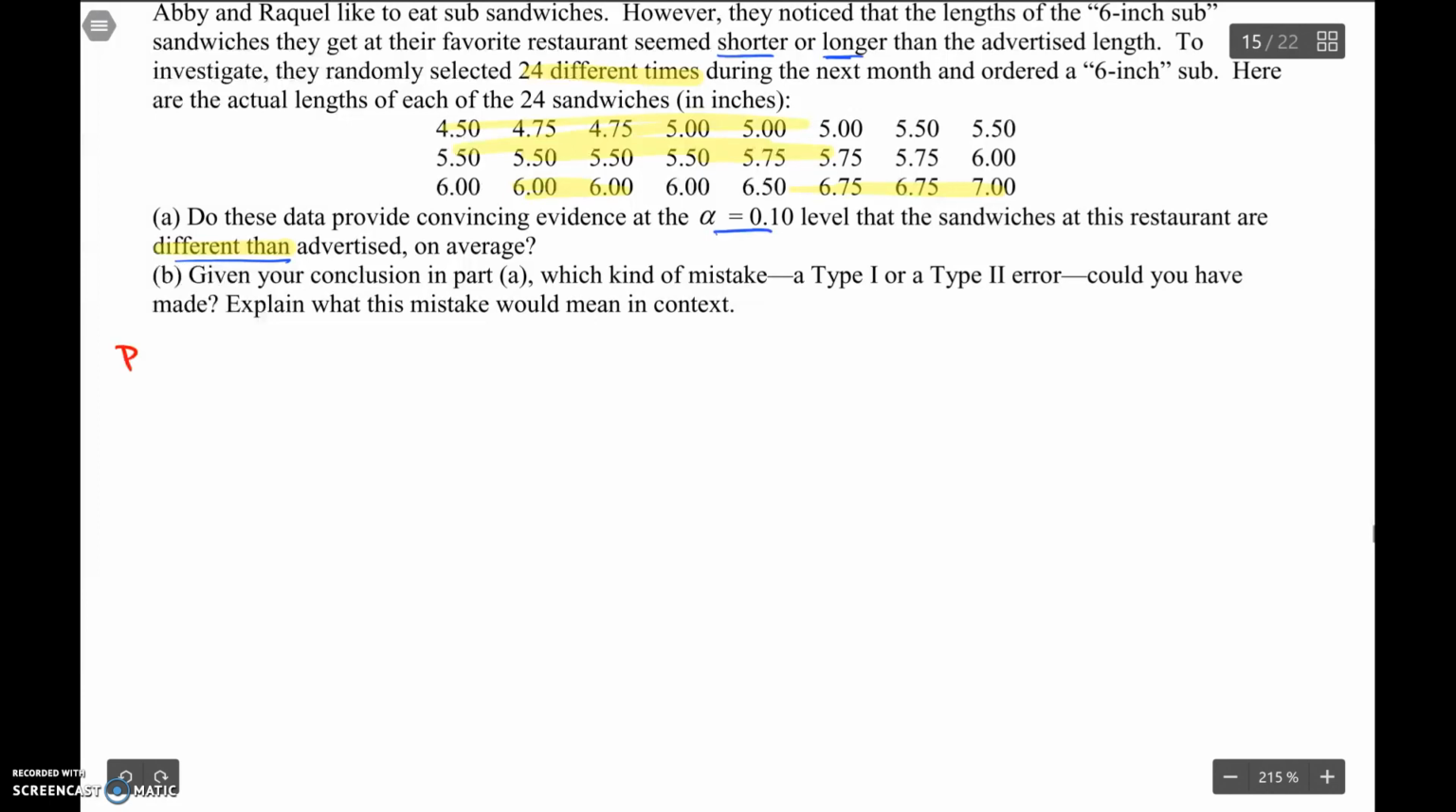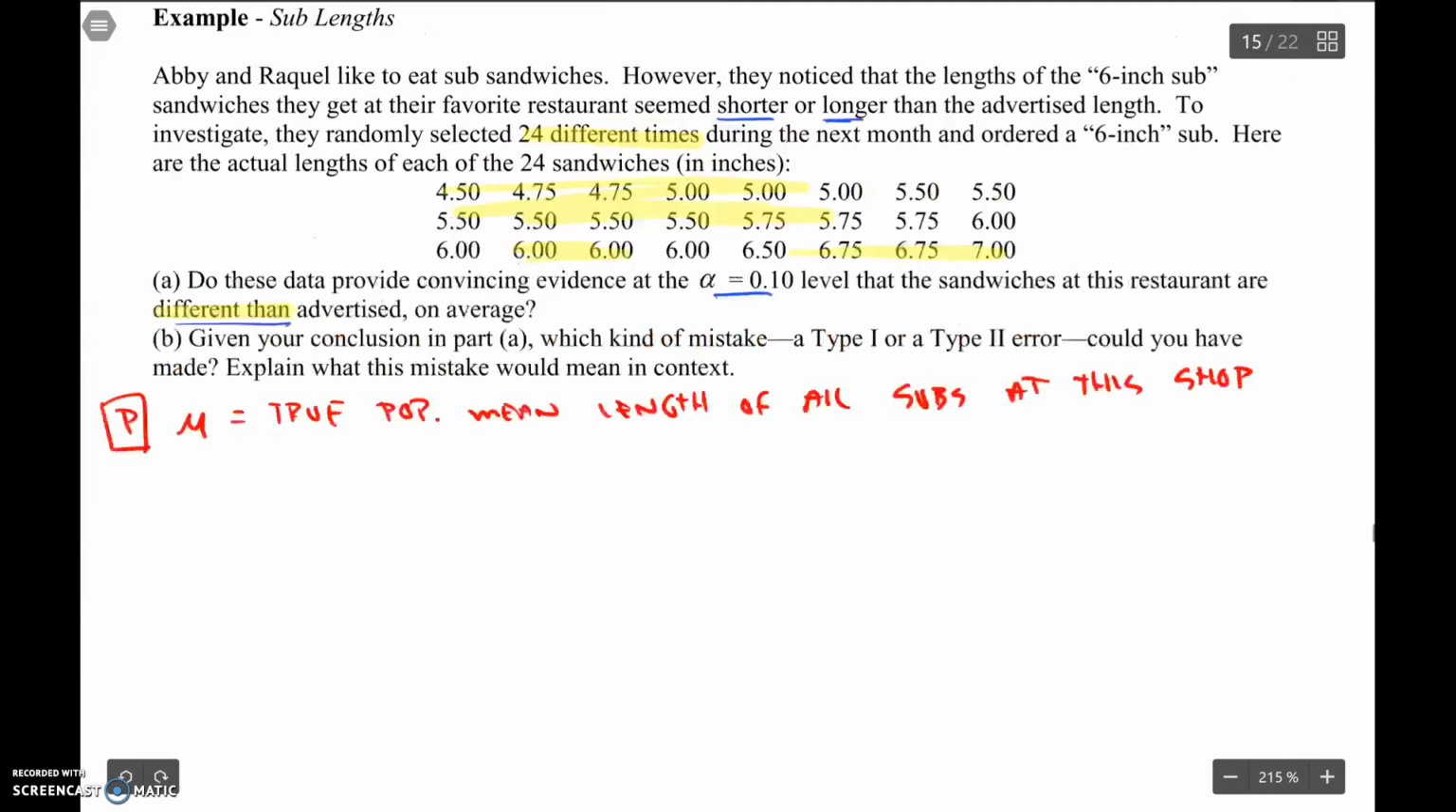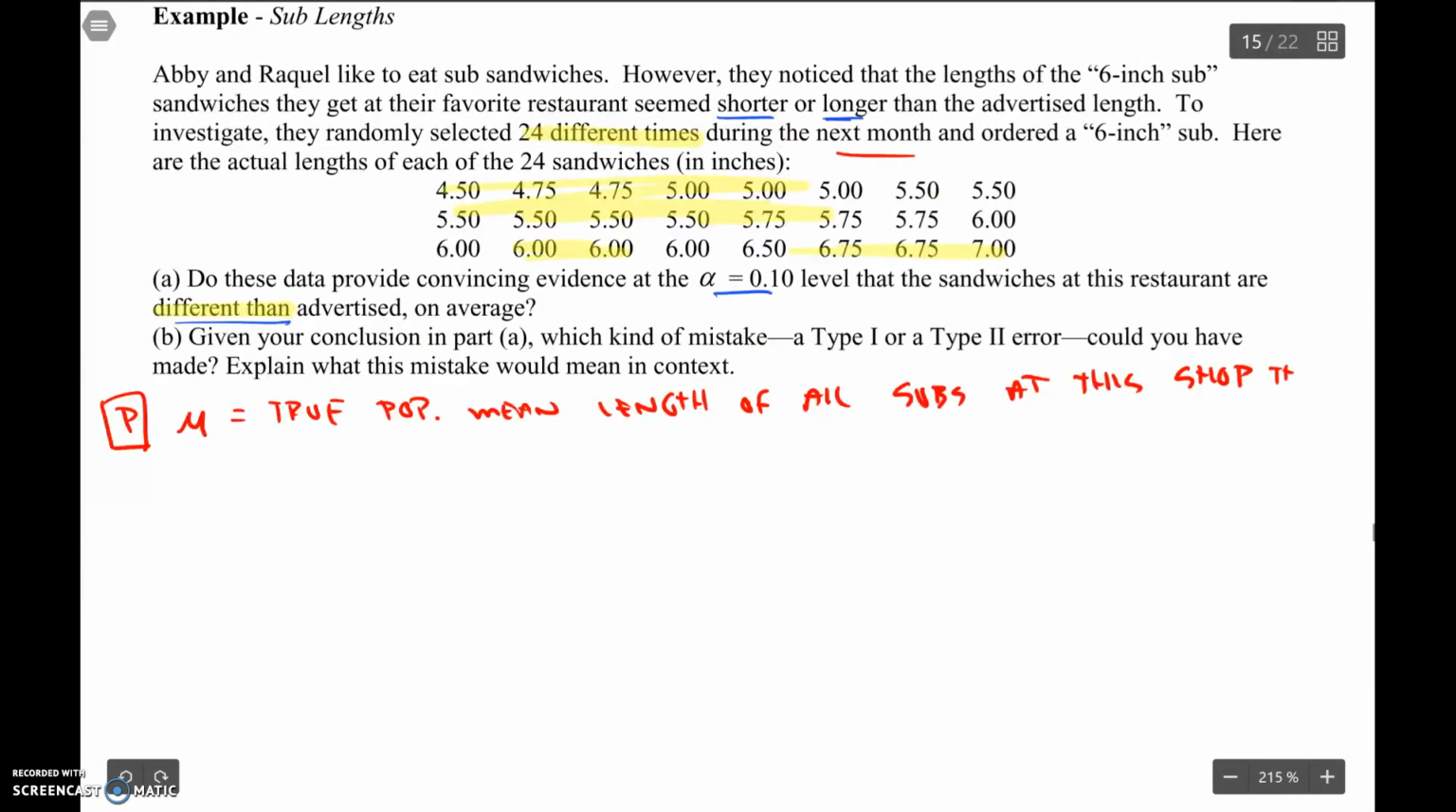All right. What is the true population parameter? In this case, it is a mean. It is mu, which is the true mean, I like to say population. The true population mean length of all subs at this shop, and if you want to be really technical, this month. Just make sure you're saying something about the true mean length of all the subs at this shop.